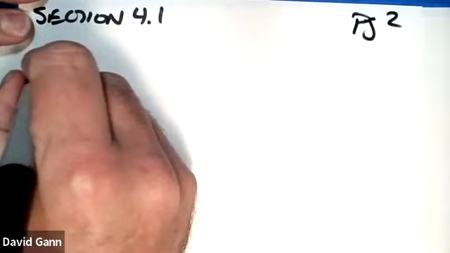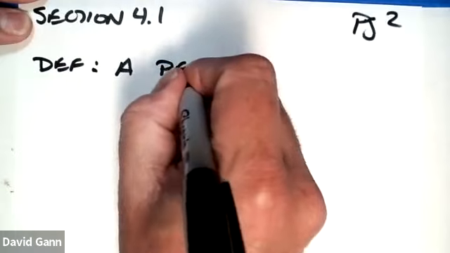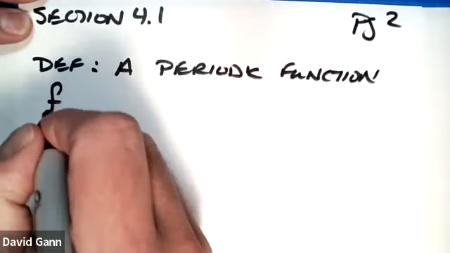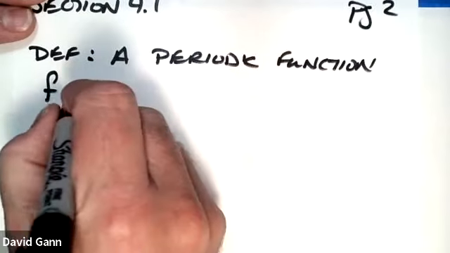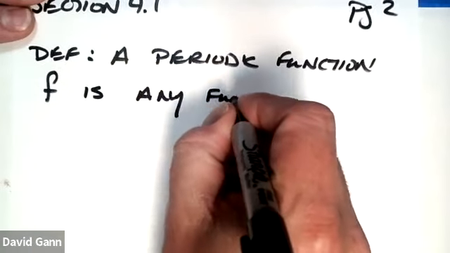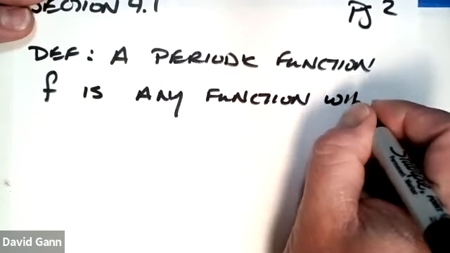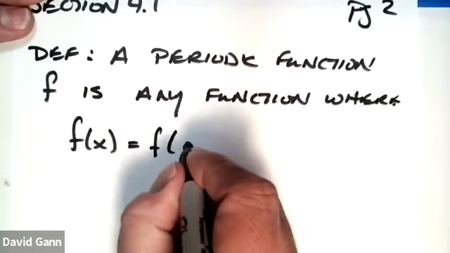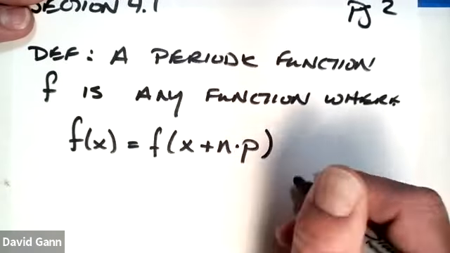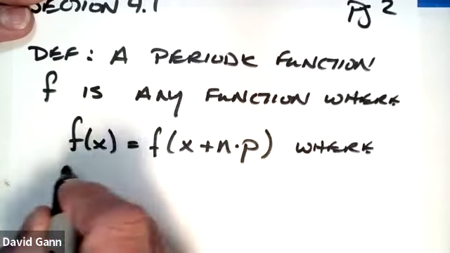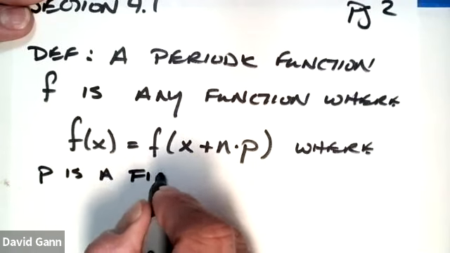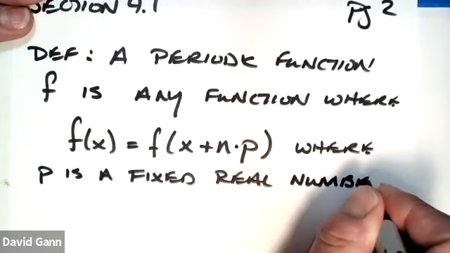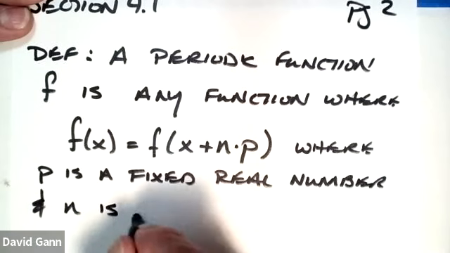Okay, so I'm going to make a definition here. This is a definition of a periodic function, and I'm going to name the function f, is any function where f of x is equal to f of x plus n times p, where p is a fixed real number and n is an integer.